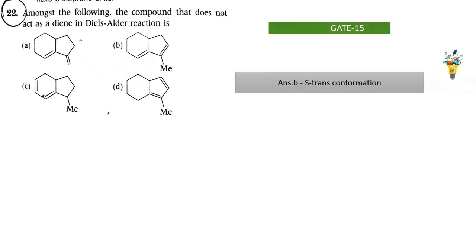Why is the answer B? It is a trans-side compound. So it is a trans compound. Otherwise, D and C are the cis compounds. So B does not act as a diene in the Diels-Alder reaction.